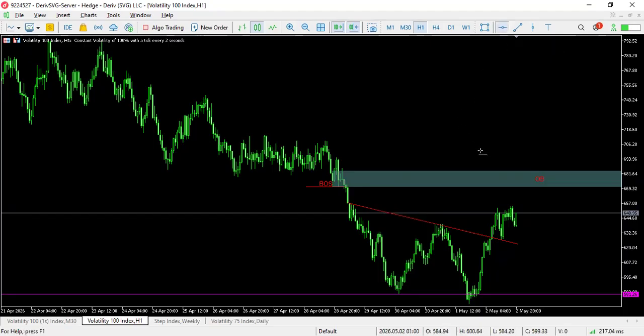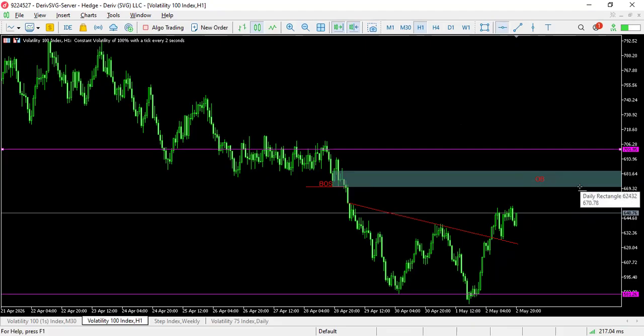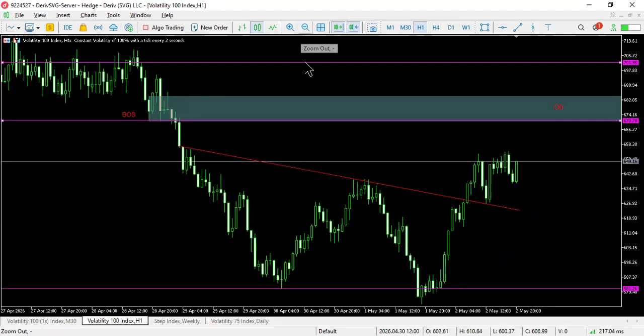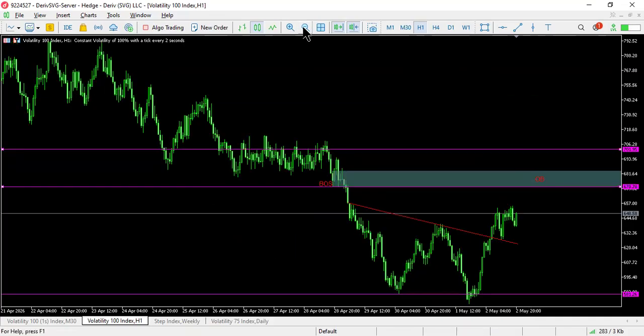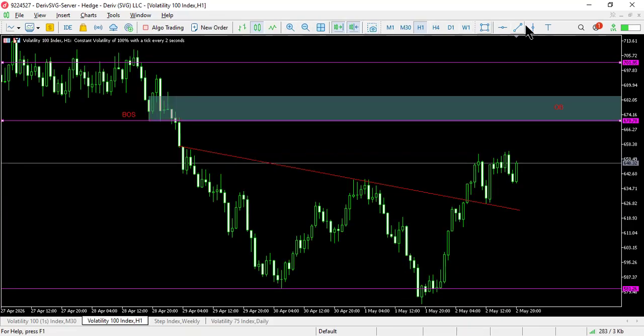Now let me go ahead and place the coordinates for the sell limit. Now you can go ahead and place a sell limit on the Volatility 100 with your entry price at 670.78, stop loss at 701.95, and then your take profit at 581.26, and always apply proper risk management.